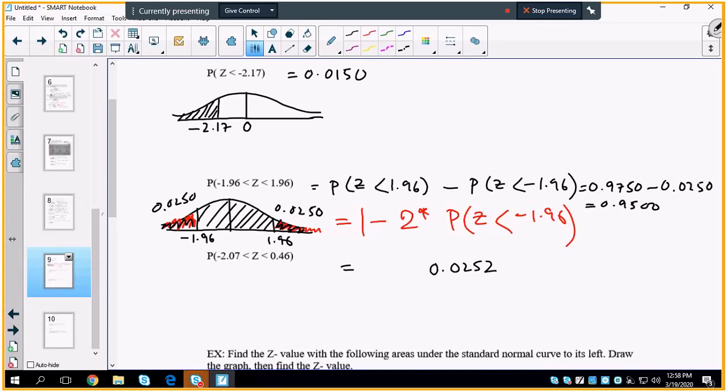If I add them and subtract from 1, I get the inside. So 0.0250, two of them, one on the left and one on the right, and subtract from 1. So 1 minus, multiply by 2, you get 0.0500, which is equal to 0.9500. That answers your question, whichever way you like it.